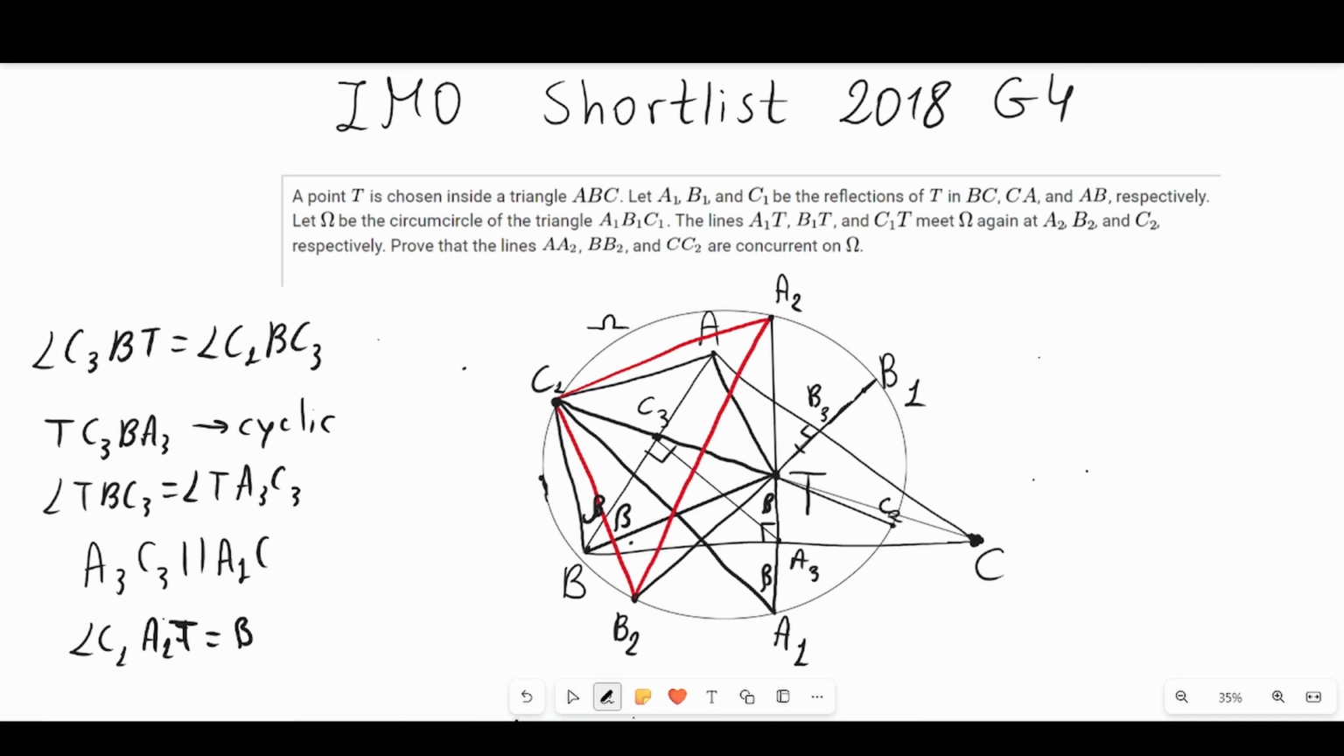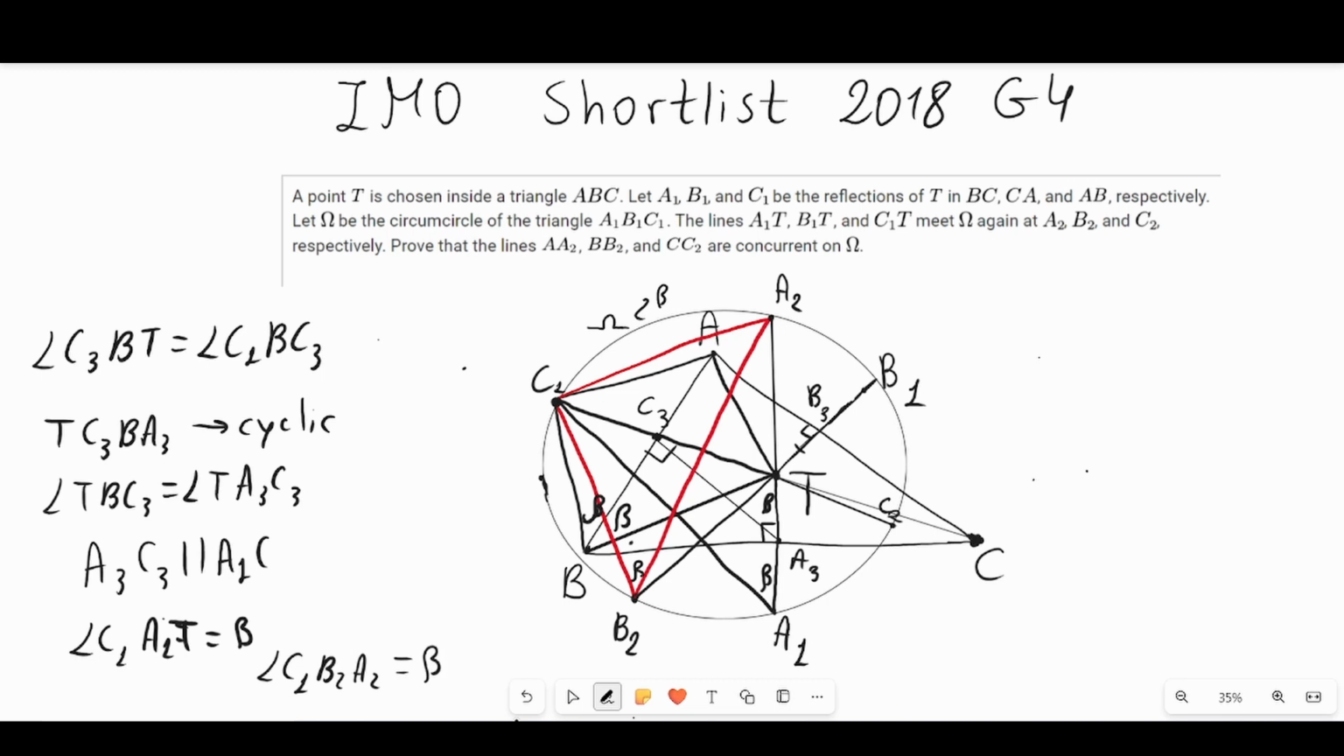And if we look at triangle C1B2A2, angle C1B2A2 must be the same angle, because this is half of arc C1A2 on this omega circle, and arc C1A2 is 2 times beta, so C1B2A2 must also be beta.